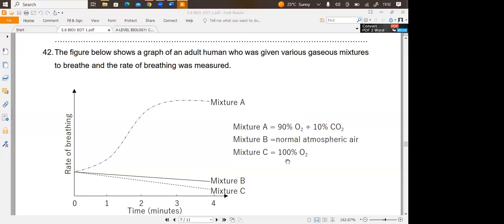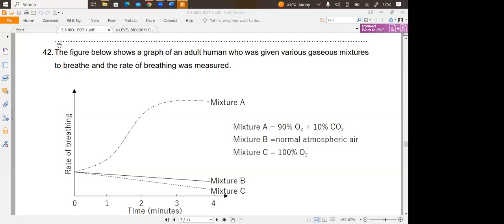So those are the things that we should be asking ourselves. Maybe if I may put the question back to you, why do you think, even from what I've explained so far, mixture A increases the rate of breathing? And mixtures B and C gradually reduce the rate of breathing? Why? I can see hands somewhere. Somebody should be able to unmute yourself now.